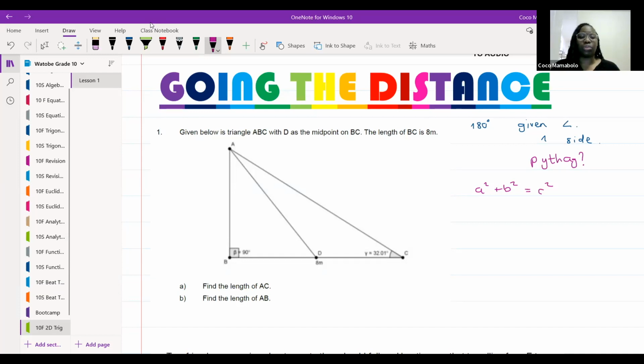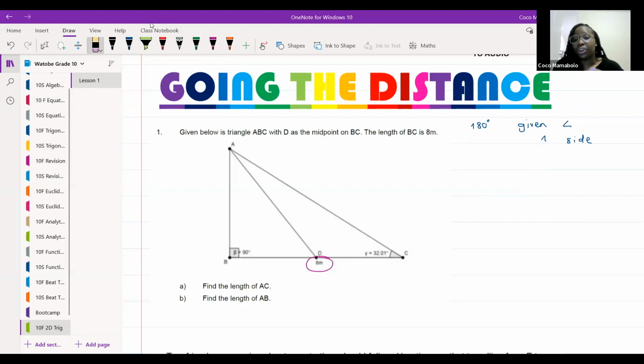Okay, we don't have enough. We've only got one side. We've only got one. So in this case, where do you think we're going to go in order to answer these questions? We know Pythag is out of the question. What are we going to use to solve for the different sides? That's it. Beautiful, Nicole. We're going to use sine, cos, tan.